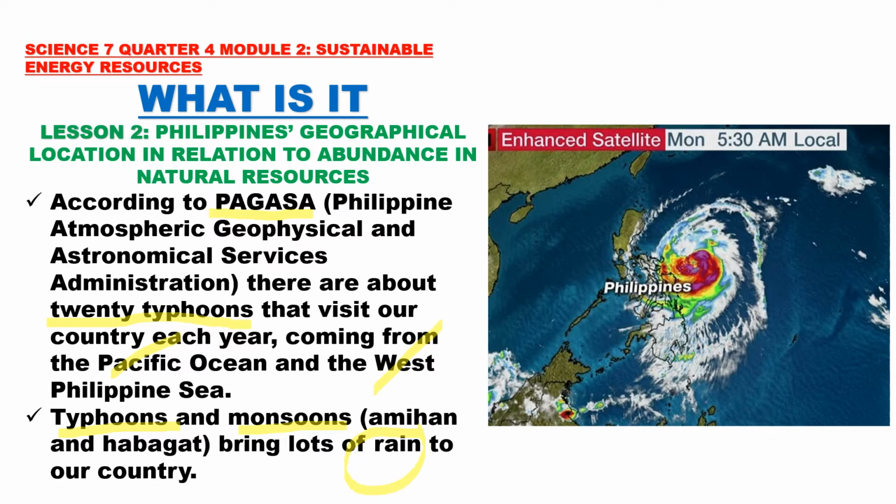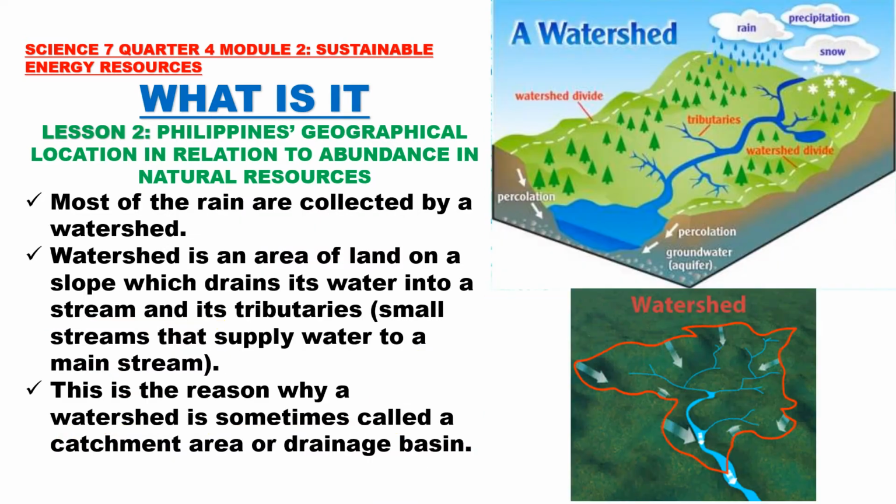The Philippines is prone to tropical cyclones due to its geographical location, which generally produce heavy rains and flooding of large areas and also strong winds, which result in heavy casualties to human life and destruction to crops and properties. Most of the rain is collected by a watershed.